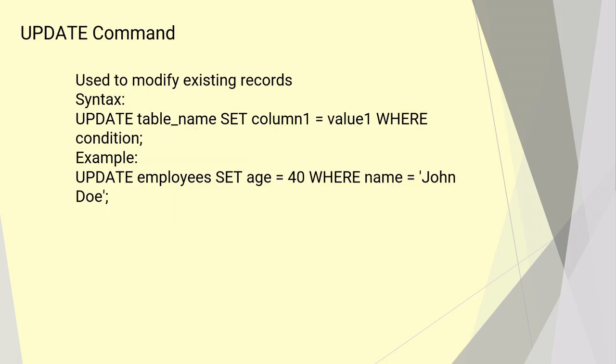The update command modifies existing data in a table. Always use a where clause to specify which records to update. For example, this query updates John Doe's age to 40.